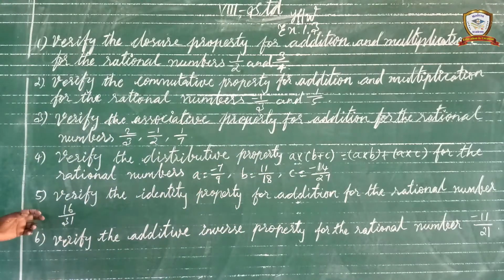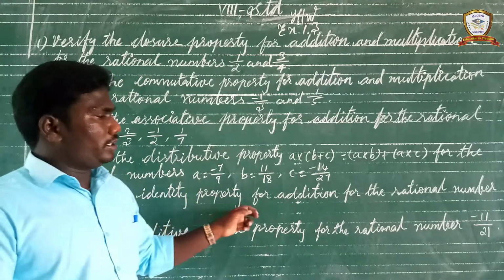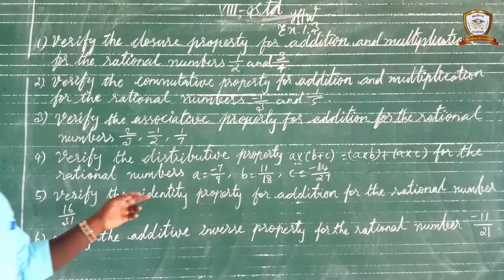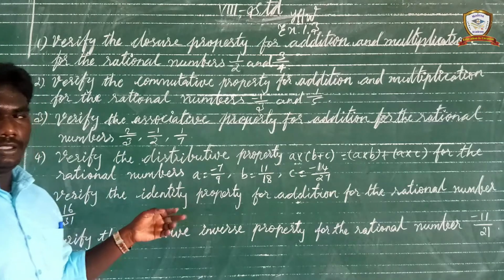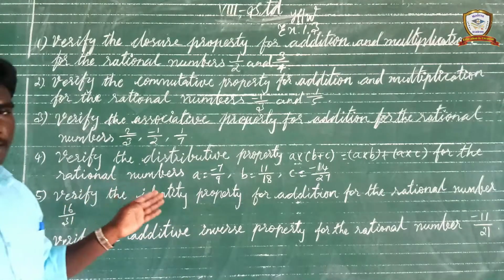The next is the fifth one, verify the identity property for addition for the rational number. What is the identity element for addition? 0. So A plus 0 is equal to A. 0 plus A is equal to A.